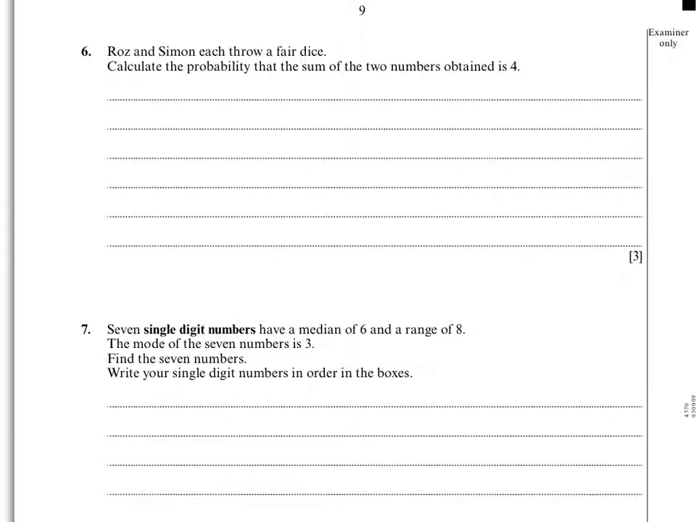Okay, question number 6 is a probability question, and it says that Roz and Simon each throw a fair dice. Calculate the probability that the sum of the two numbers obtained is 4. So, first of all, if I've got a fair dice, I know I've got the numbers 1, 2, 3, 4, 5, and 6. So that means throwing any one of those numbers has a probability of 1 out of 6. So what I'm going to do is look at how many different ways I can add two numbers that I've rolled to get a 4.